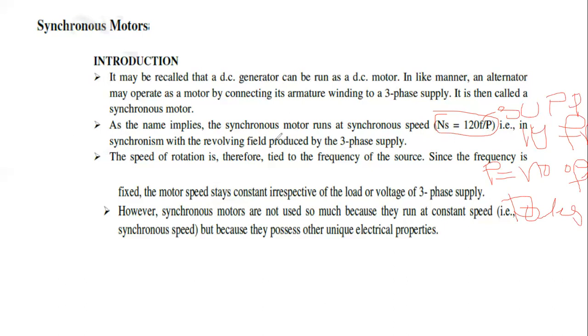The synchronous motor runs in synchronism with the revolving field produced by the three-phase supply. When we give the three-phase supply to the three-phase armature winding, a revolving field is produced. Therefore, the speed of rotation is tied to the frequency of the source. Since the frequency is fixed, the motor speed stays constant irrespective of the load or the voltage.